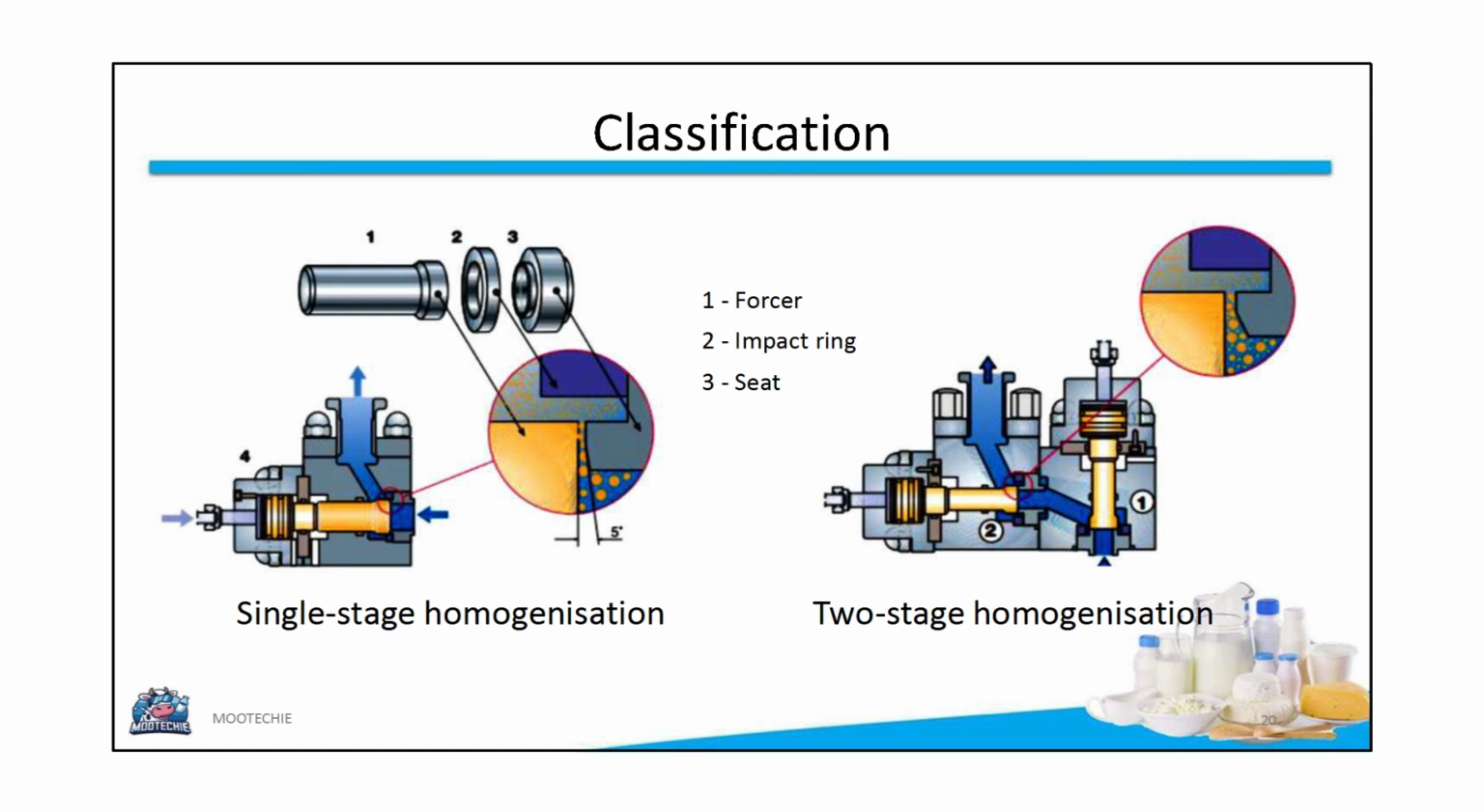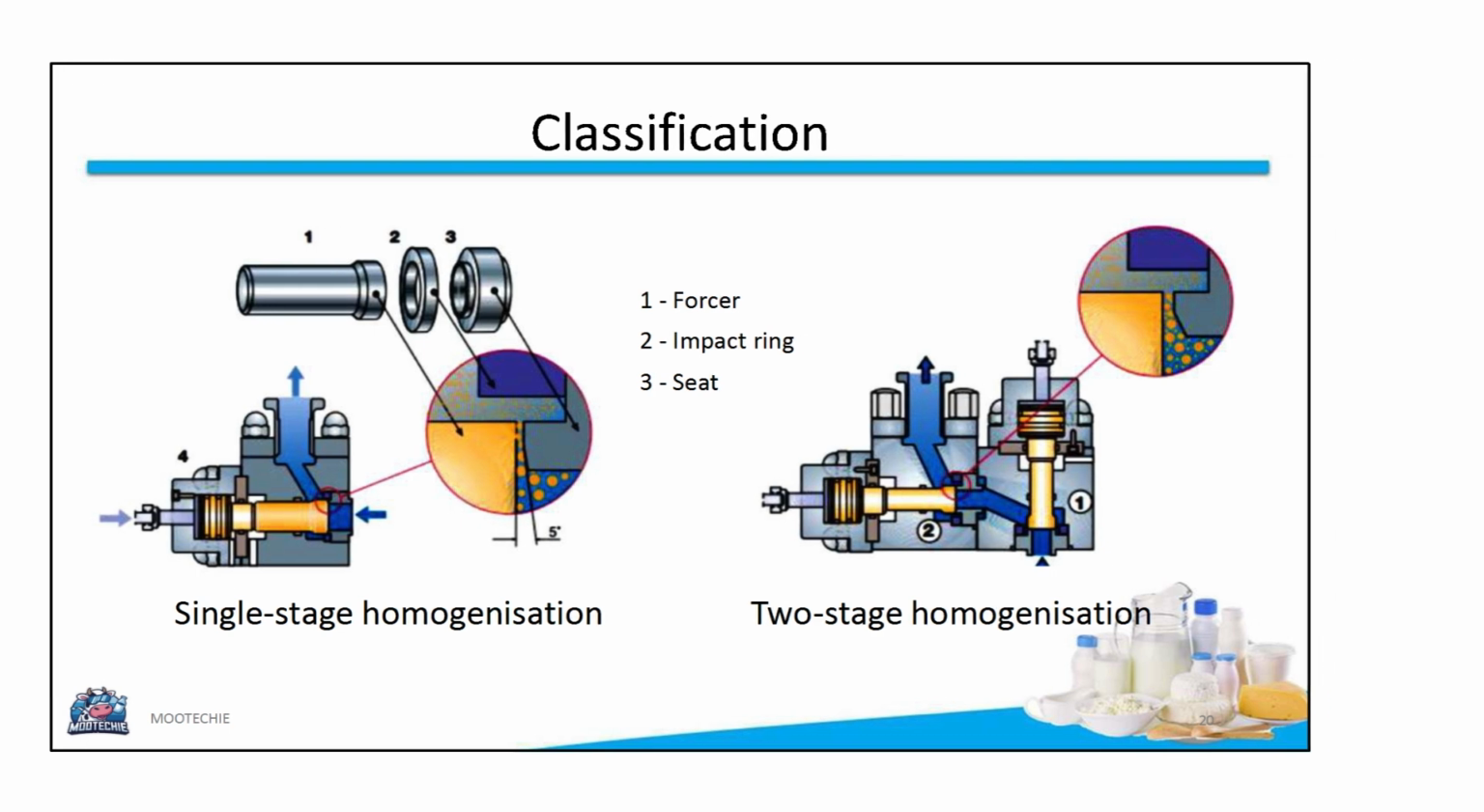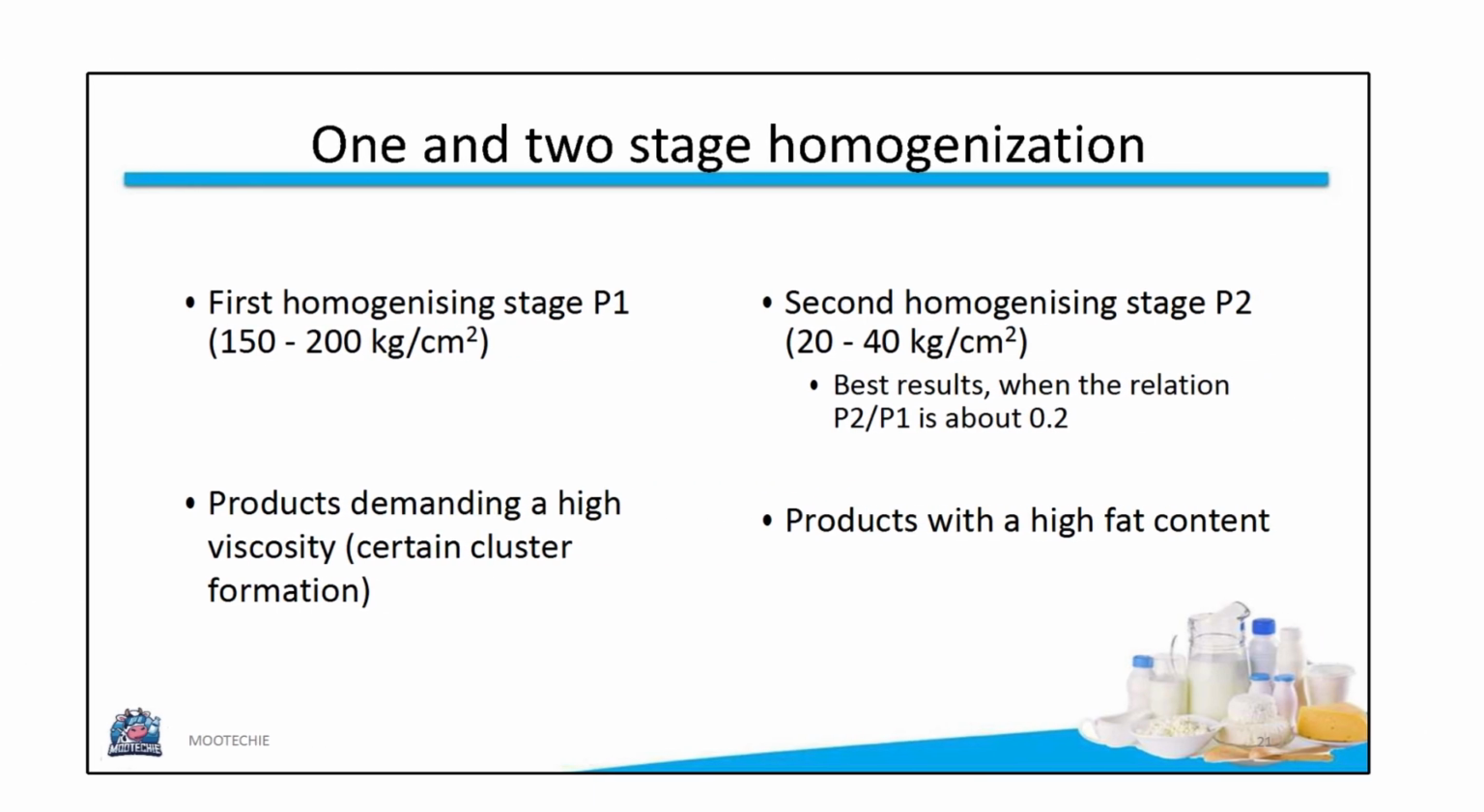Two-stage homogenization is used for products demanding a high viscosity, as it allows some cluster formation, and for products with a high fat content. The first stage operates at 150 to 200 kilograms per square centimeter, and the second at 20 to 40 kilograms per square centimeter. The best results are achieved when the pressure of the second stage is about 0.2 times the pressure of the first stage.